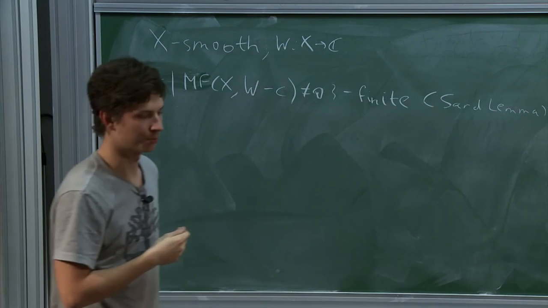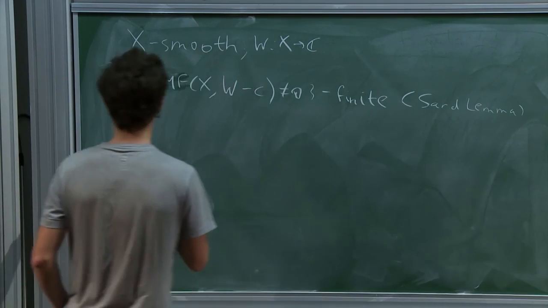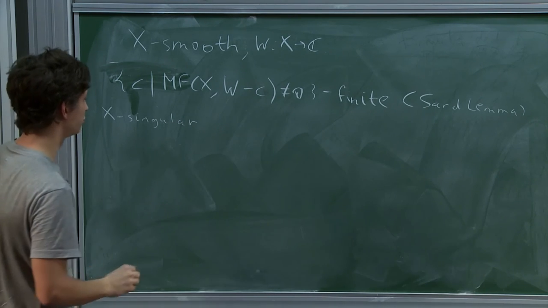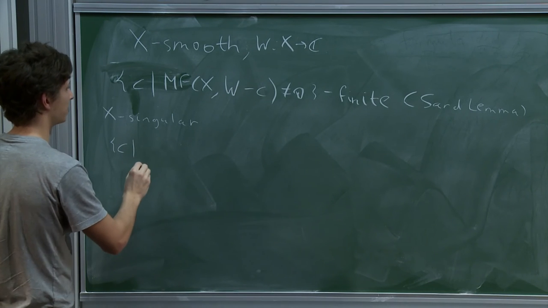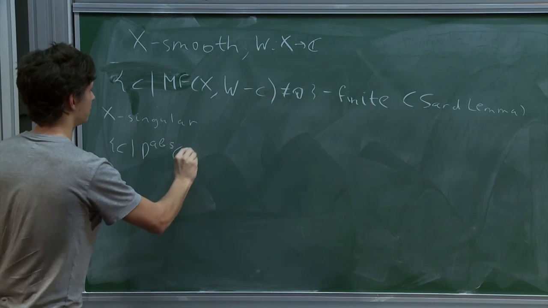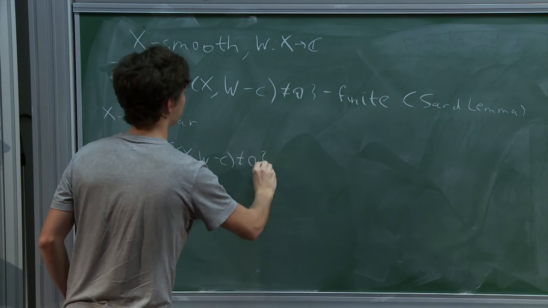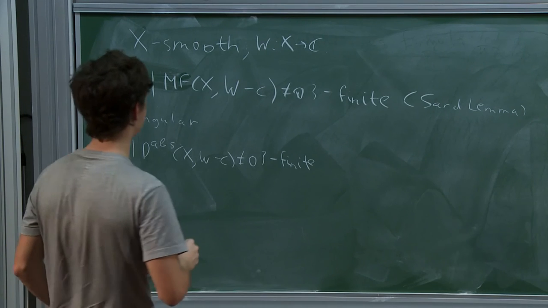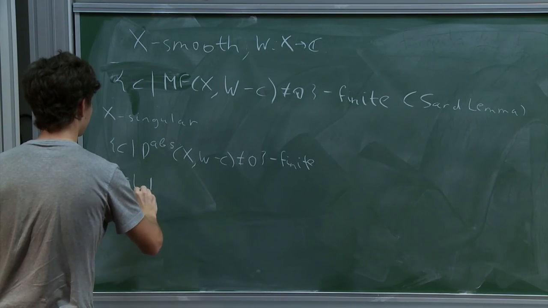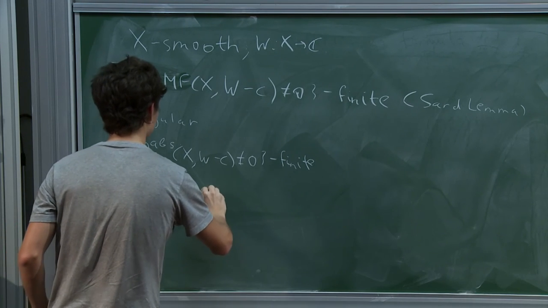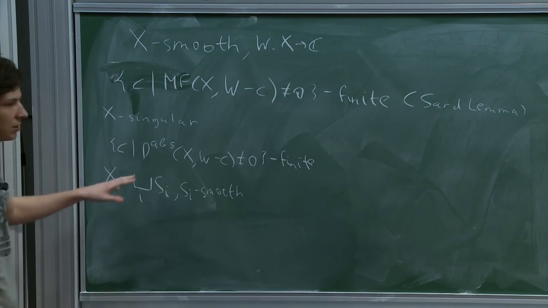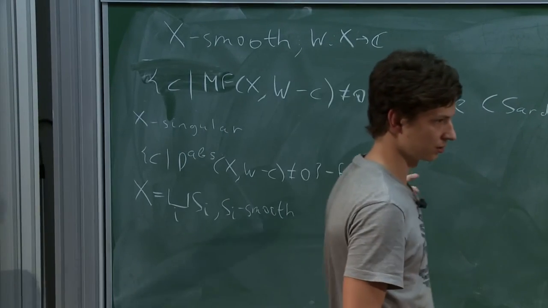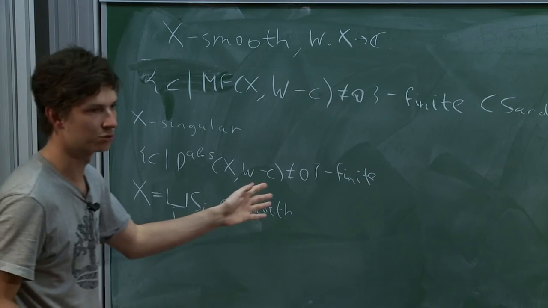Just the critical values form a finite set, and actually one can show that if X is singular, and again maybe non-reduced, then the set of values such that coherent matrix factorizations are non-zero is also finite. To show that you just need to take a smooth stratification of X, and then consider critical values of the restrictions of W to these strata, and the critical values of W on X will be a subset of the union of these critical points.